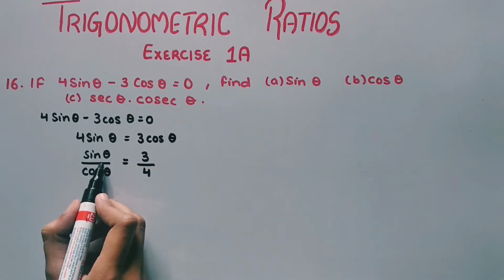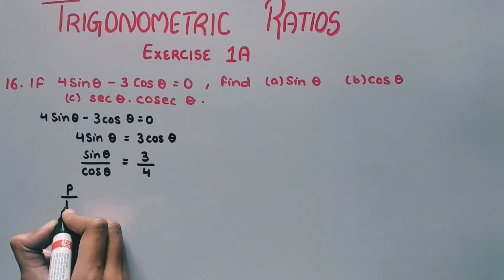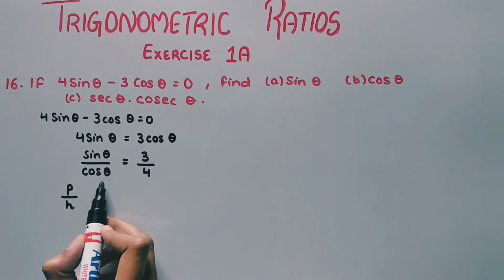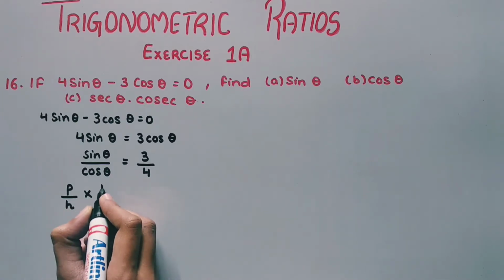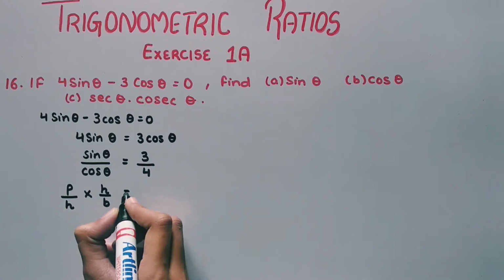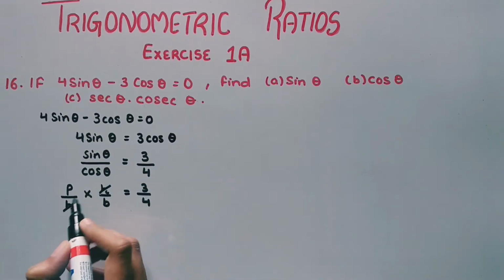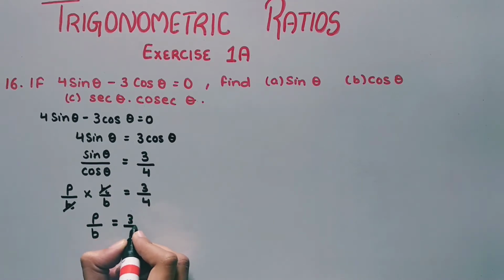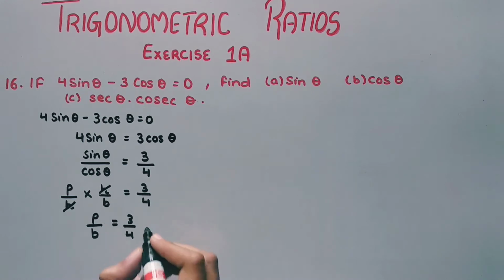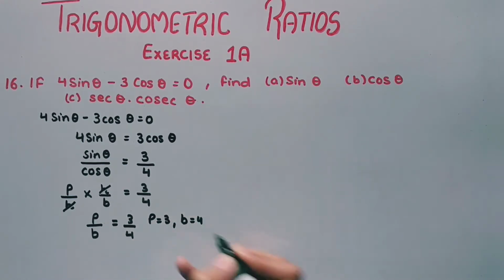We know sine of any angle theta is perpendicular divided by hypotenuse. Cos of any angle theta is base divided by hypotenuse, but this is 1 by cos theta, hence this will be hypotenuse divided by base, that is equal to 3 divided by 4. This can be cancelled, hence perpendicular divided by base, that is 3 by 4. Means we have perpendicular, that is 3, and value of base, that is 4.